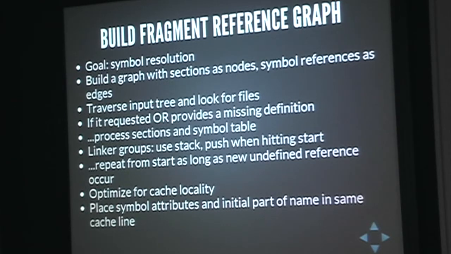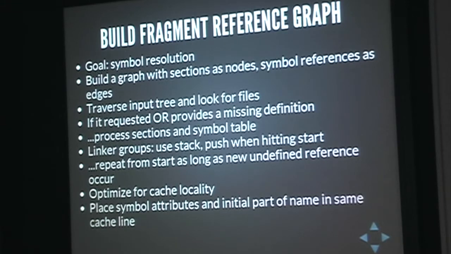Once we have the input tree, we want to build the fragments reference graph. What is basically going on is that we want to resolve the symbols found in the different object files. And so we build a graph where each section in one of the object files we are dealing with is a node, and every symbol reference is an edge. So the problem basically becomes finding the necessary spanning part of the graph to create the output.